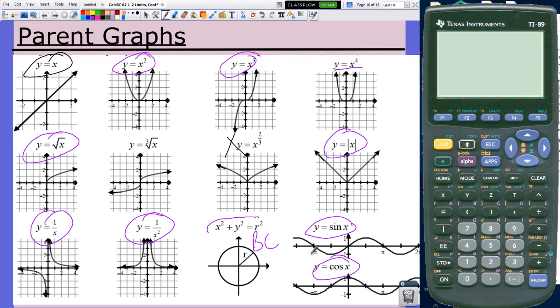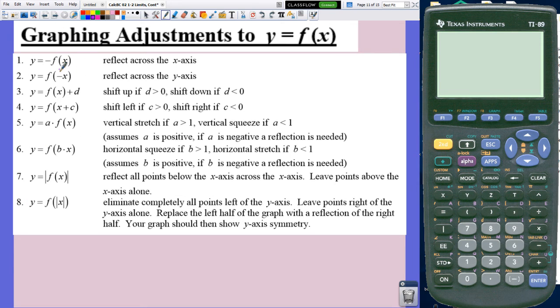So parent graphs, and sometimes we can use parent graphs to come up with other graphs. So here's an example. This is a list of adjustments, and you're like, I don't know all these. That's okay. Maybe a few things that are kind of neat to know are, number one, if you put a negative in front of a function, it reflects it, so it flips it on the x-axis, so upside down. If you put the negative inside, it flips it across the y-axis.